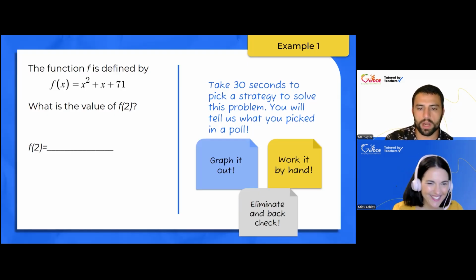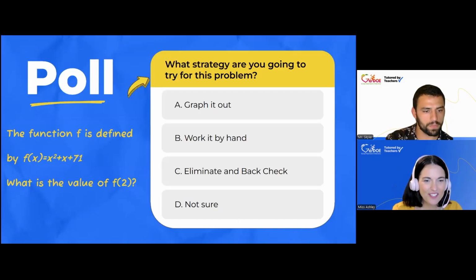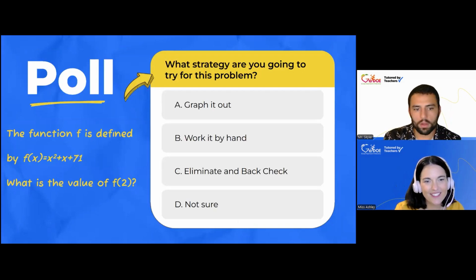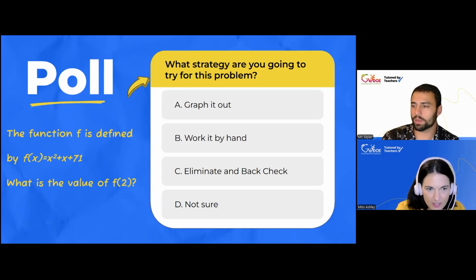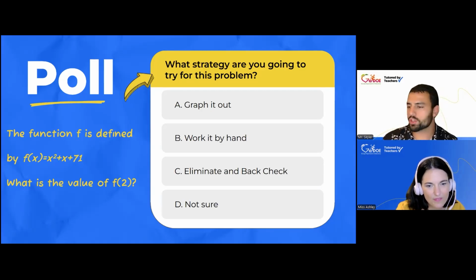This actually is going to open up a poll. Here we go. I'm going to open up a poll, right? We're going to double check our poll. Let me grab the different one. My apologies, you guys. We're going to pop up the right question for you guys. We should be seeing strategies and we should be seeing what we're doing. Now, the answers are going to be graph it out, work it by hand, eliminate, and back check.